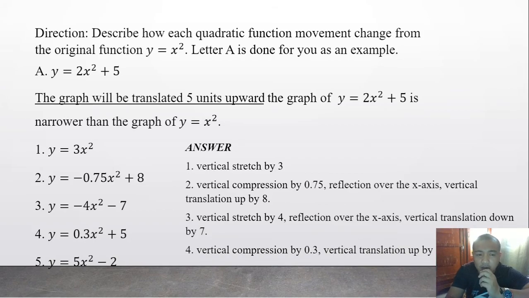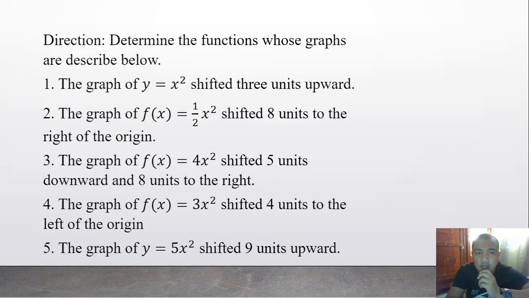Mag-up siya ng 5. And in number 5, magiging narrower yung graph. So vertical stretch by 5 and translation down by 2 units. Okay, did you understand that? Next, determine the function whose graphs are described below. The graph of y equals x squared shifted 3 units upward.